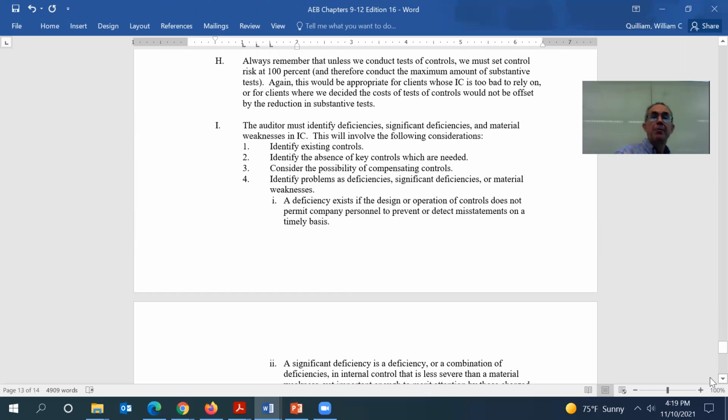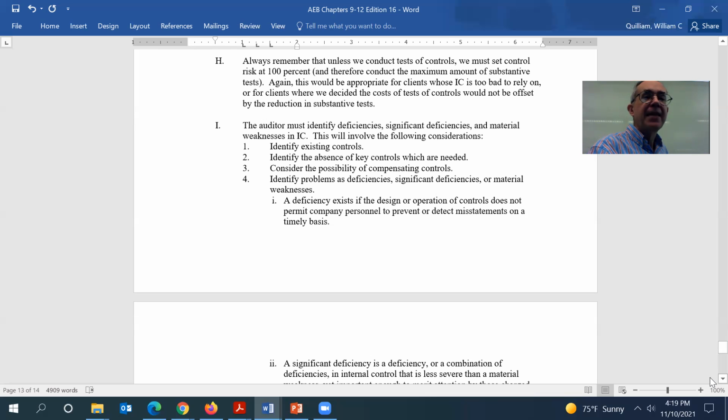Then, always remember that unless we conduct test controls, we must set control risk at 100% and therefore conduct the maximum amount of substantive tests. And again, this would be appropriate for clients whose internal control is too bad to rely on, or for clients where we decided the cost of test controls would not be offset by the reduction in substantive tests, just like that small client.